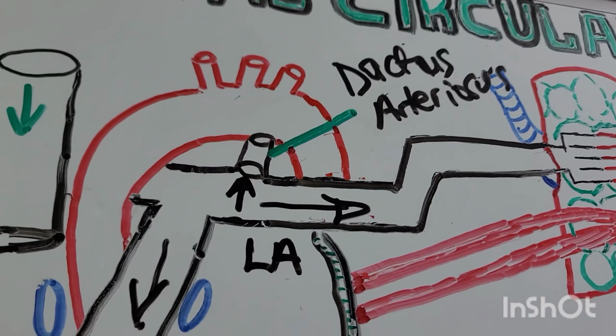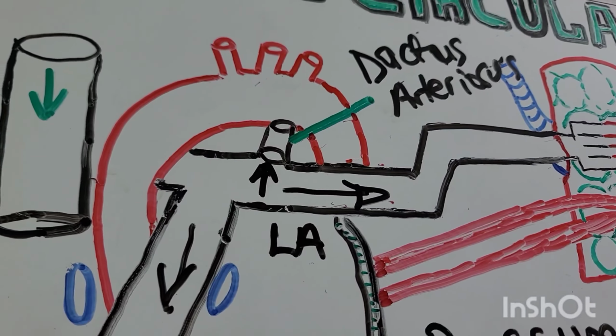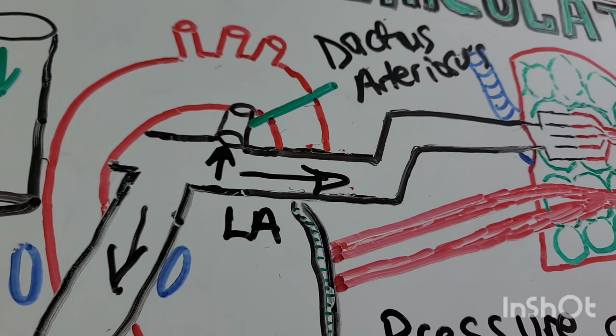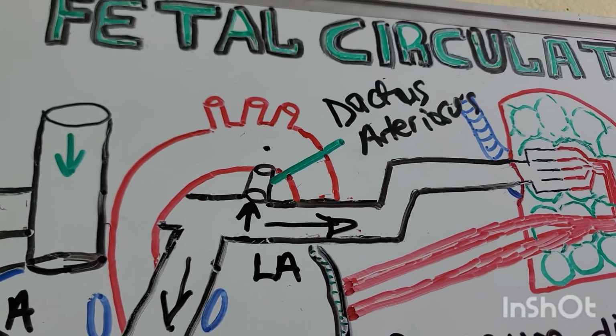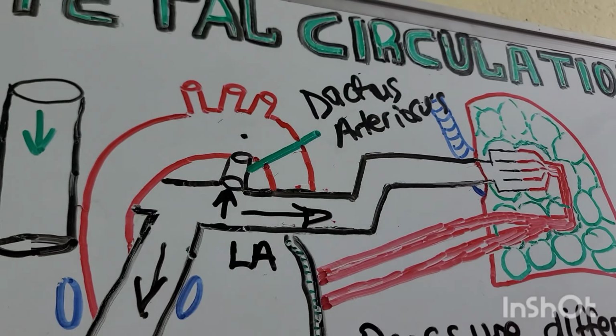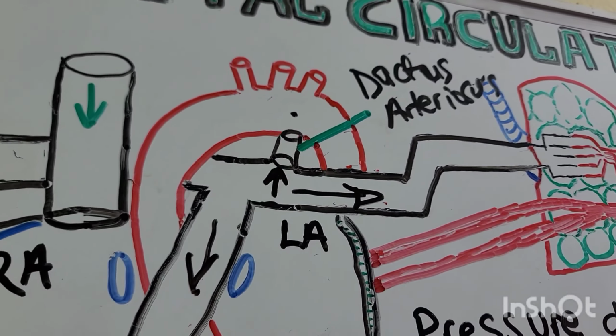Now, this shunt is so beautiful. It is preventing the blood which wants to go to the lungs, and then it takes this route and joins the aorta. And of course, from the aorta, it now moves down throughout the entire body parts.